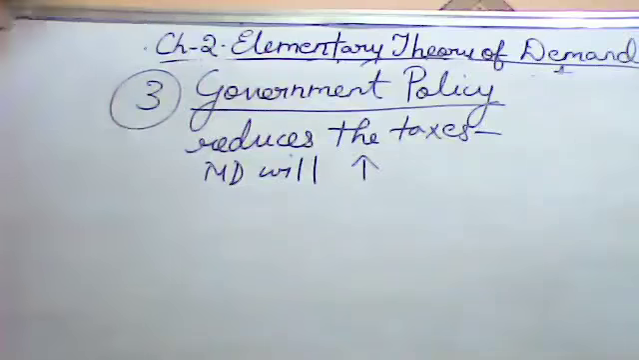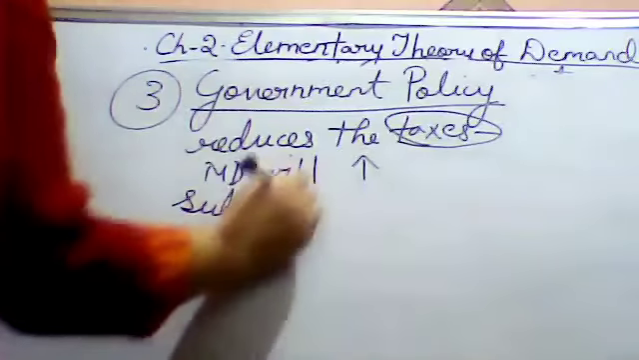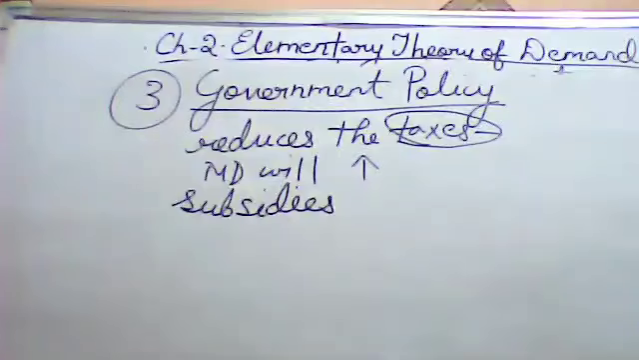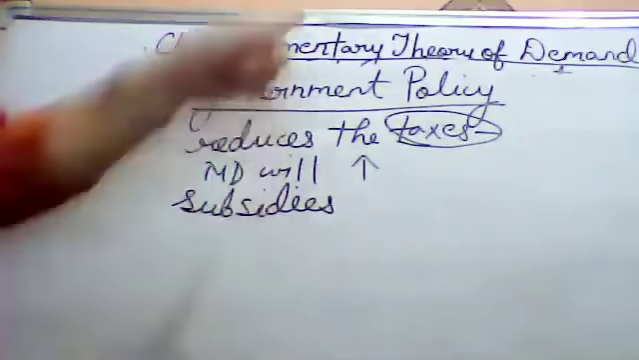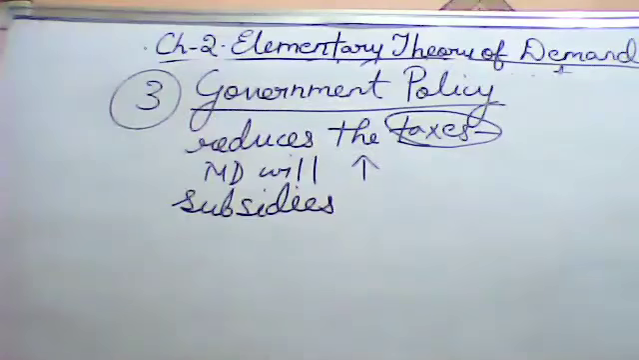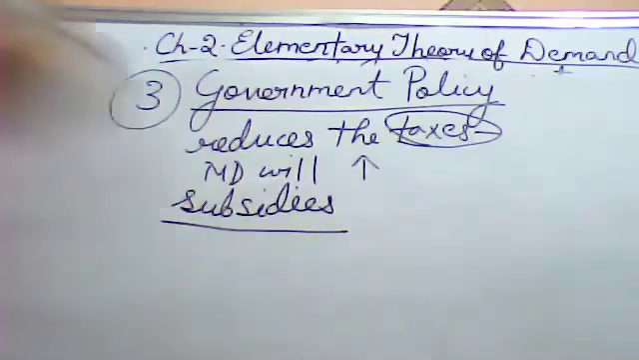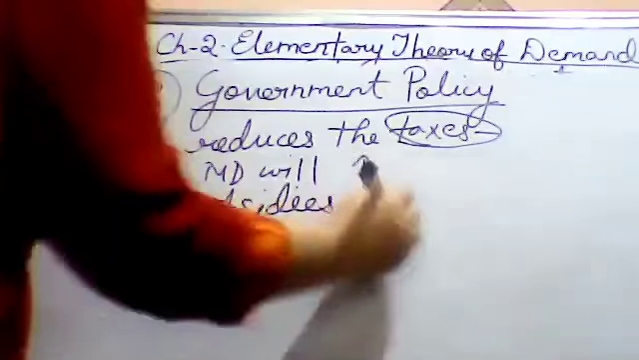Two things the government can do. First, you will write about taxes. Second, subsidies. So two things you are going to mention. Children, remember this keyword whenever you're writing the answer: government policy, taxes and subsidies both. If the taxes reduce, then the market demand will increase. If the taxes increase, then the market demand will decrease. Similarly, if subsidies are given by the government, then what will happen? Market demand will increase or decrease?